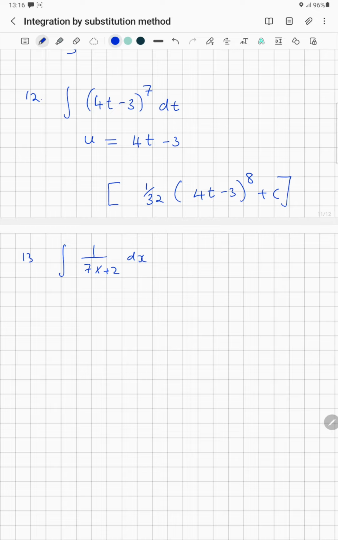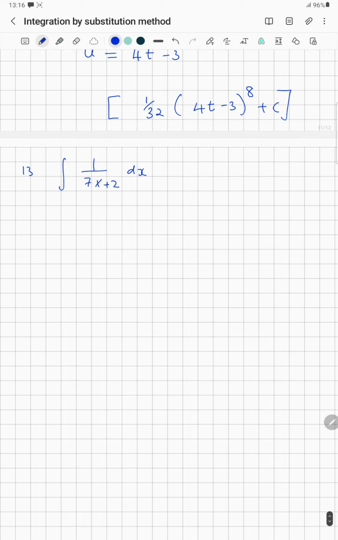Question 13 looks easy, but I'm going to do this question because it might be a problem to some people. So let u is equals to 7x plus 2. So du is equals to 7 dx. This implies du over 7 is equals to dx. I can do that substitution.